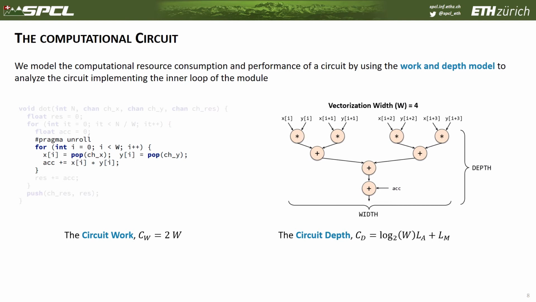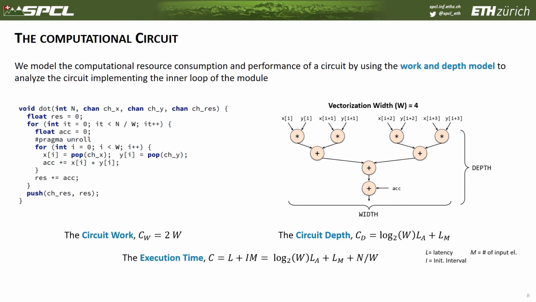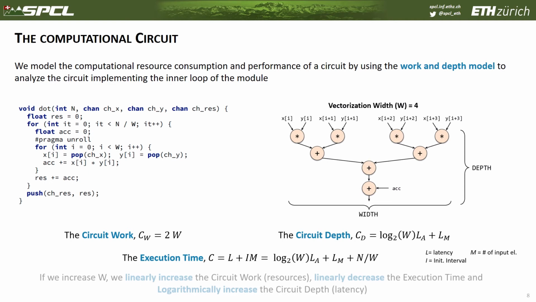Now we can combine this information together with the fact that we know that the module is pipelined. So in a pipelined module, the execution time can be computed by considering the latency of the module, L, plus the initiation interval, 1 in our case, times the number of input elements. Now we can substitute in this formula the circuit depth and the number of elements, which is given by N, the length of the vectors, divided by W, the vectorization width. Now this is offered to the user, who can understand how the space-time trade-off changes as she changes the vectorization width, for example.